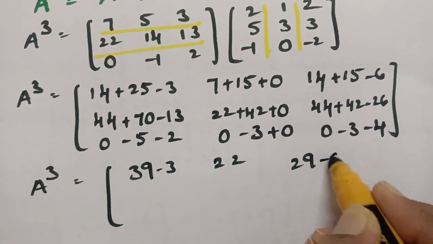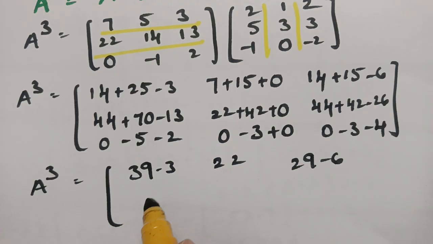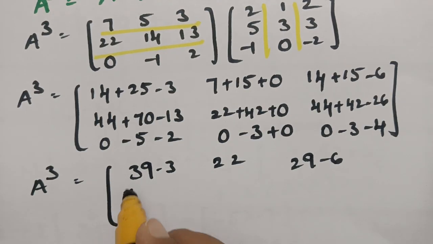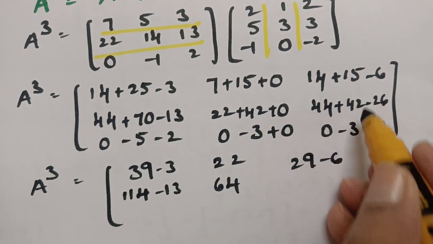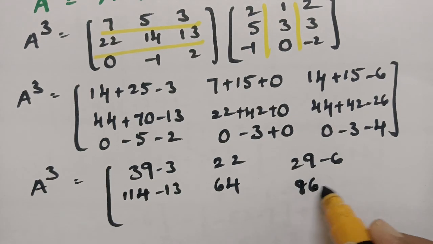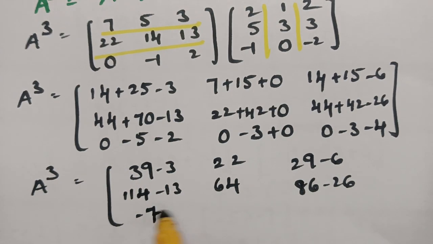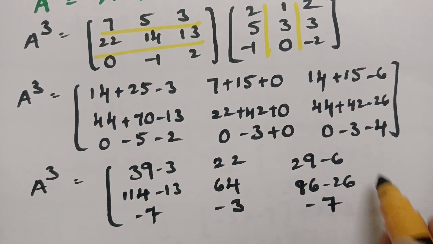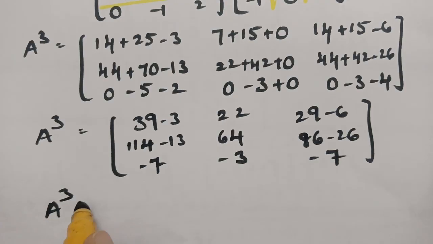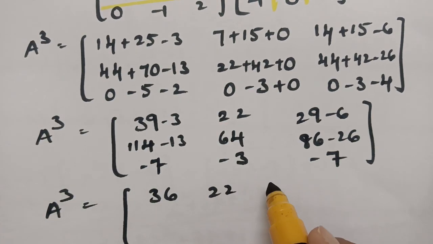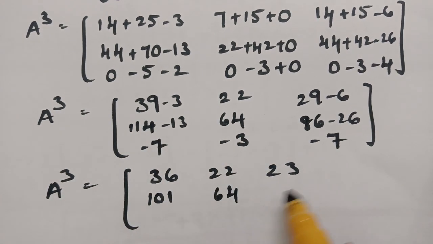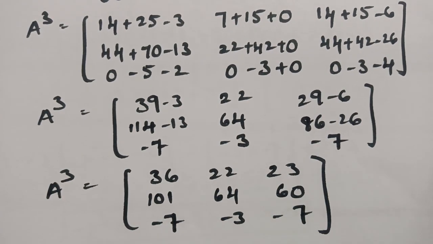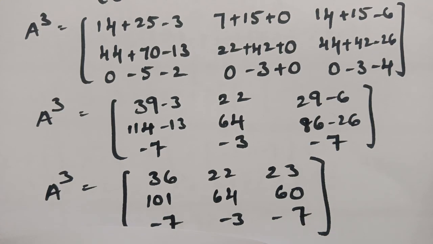This is going to become 29 minus 6, and if I add these two, this will be 114. So this is 14 minus 13, and this is going to become 64, and this is going to become 86. So this is 86 minus 26, and this is minus 7, this is minus 3, and this is minus 7. So we got a cube value as, so this is 36, this value is 22, this value is 23, and this value is going to become 101, this is 64, and this value is 60, this is minus 7, minus 3, minus 7. So we got a cube value as well as a square value. A value is also ready.